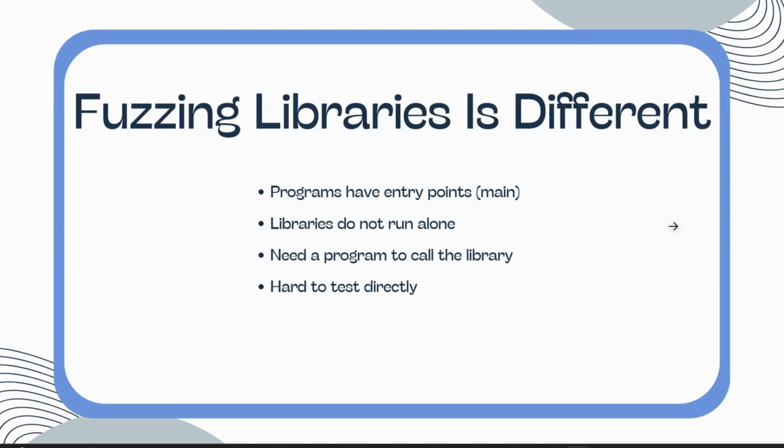While fuzzing works very well for standalone applications, it becomes more difficult when dealing with libraries. Applications usually have a clear entry point, typically a main function, which the fuzzer can run directly. Libraries, however, are designed to be used by other programs. They do not have their own entry point that can simply be executed. This means a fuzzer cannot interact with a library directly. To fuzz a library, we need an additional program that calls the library's functions and passes inputs from the fuzzer into those functions. That program is known as a fuzz driver.